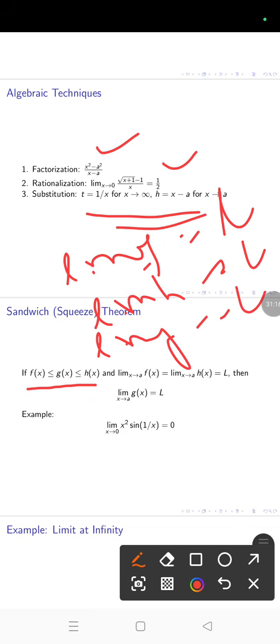That means like a sandwich, the limit of f(x) and h(x) is equal to L. That means the middle function, which is in between f(x) and h(x), its limit will also be equal to L. If the limit of f equals L and the limit of h equals L, then the limit of g is also equal to L.